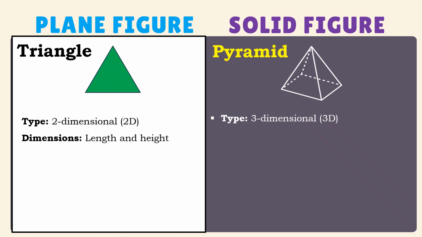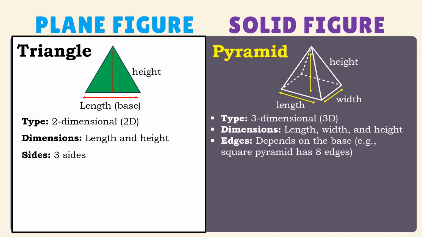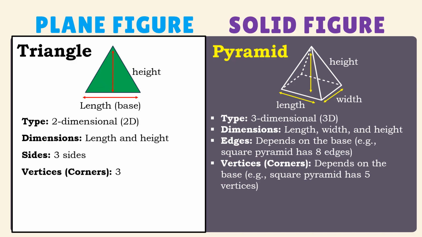The dimensions of a triangle are length and height, while the dimensions of a pyramid are length, width, and height. A triangle has 3 sides or edges, while a pyramid has more edges. For example, a triangular pyramid has 6 edges, and a square pyramid has 8 edges. A triangle has 3 vertices or corners, while a pyramid has more vertices. For example, a triangular pyramid has 4 vertices. A square pyramid has 5 vertices.